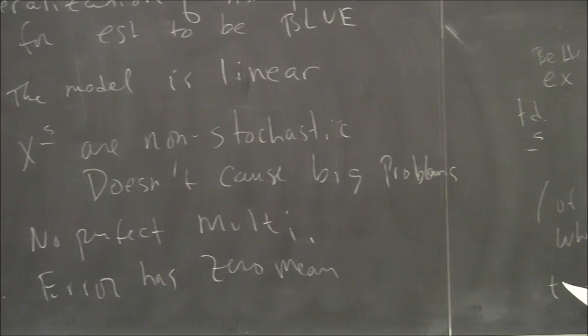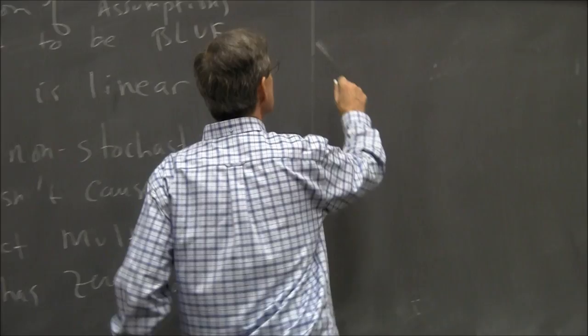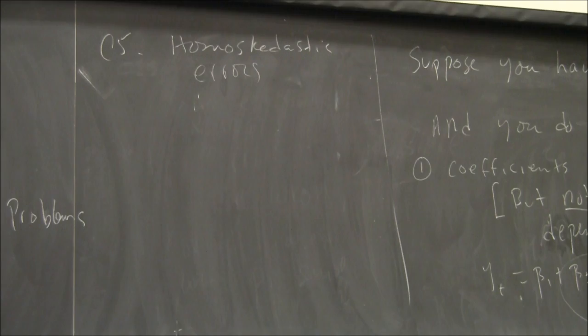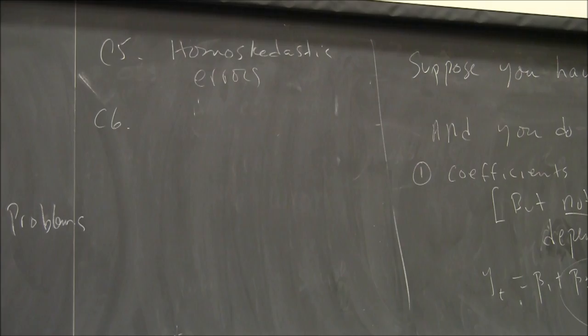C5 was homoscedastic errors. That was last chapter. So we're going to say that's fine. We already covered that one. We're off to a new problem now. So that was last chapter, or today. Okay, this is the one that's the problem.